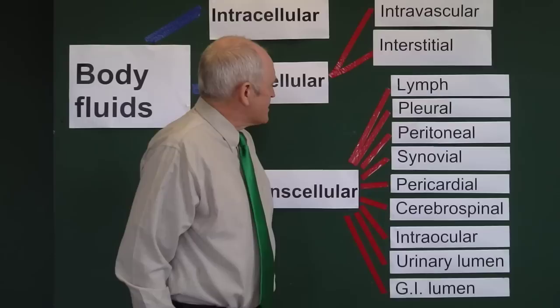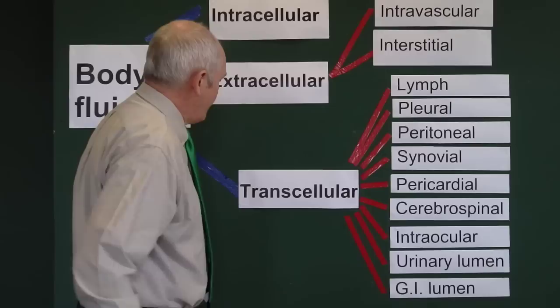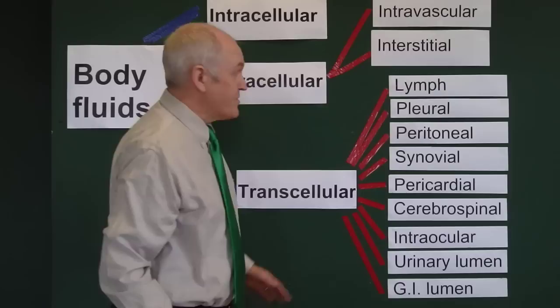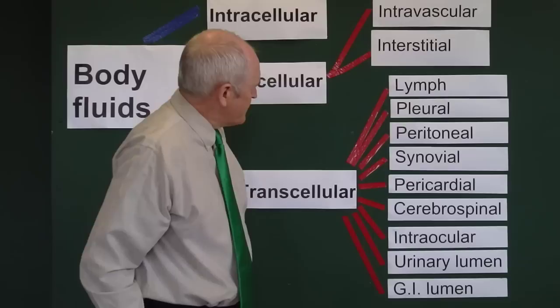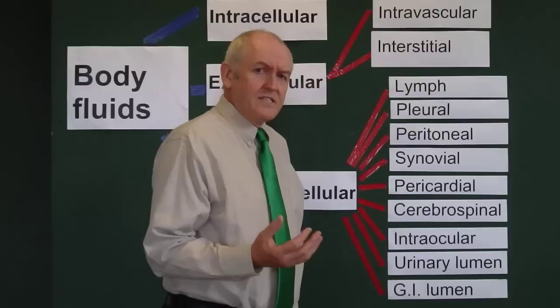And this is an example of third spacing. So we're calling this transcellular space the third space. So this would be fluids accumulating in a third space, third spacing of fluid. Or we could think about a traumatic situation where blood entered the potential pleural space. And of course, that's a hemothorax.